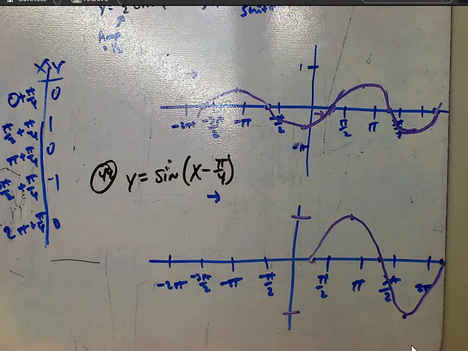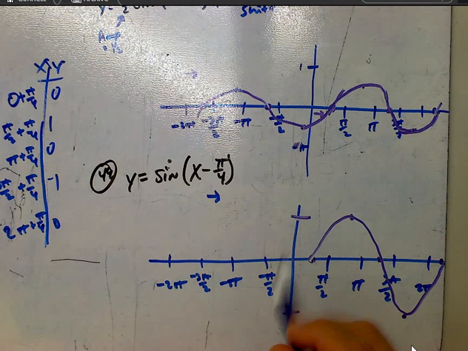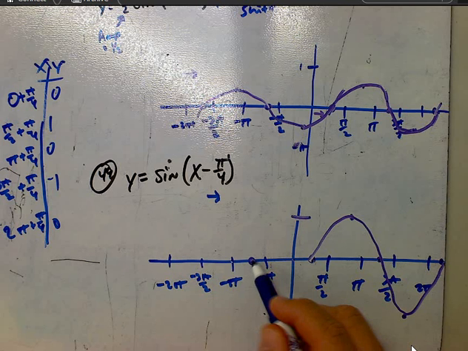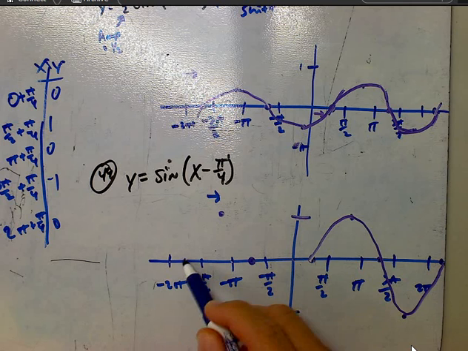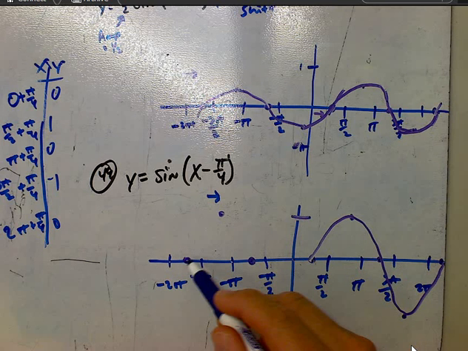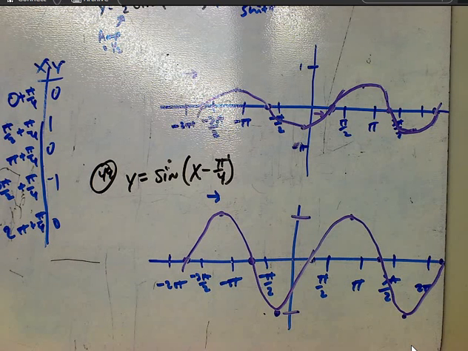Okay, so the normal point here shifted over a fourth. This point is down to 1, it shifts over a fourth. This point is 0, shifts over a fourth. This next point is 1, shifts over a fourth. This next point is 0, shifts over a fourth. And it's going to do the same thing. And there's the graph of y cosine of x minus pi over 4.